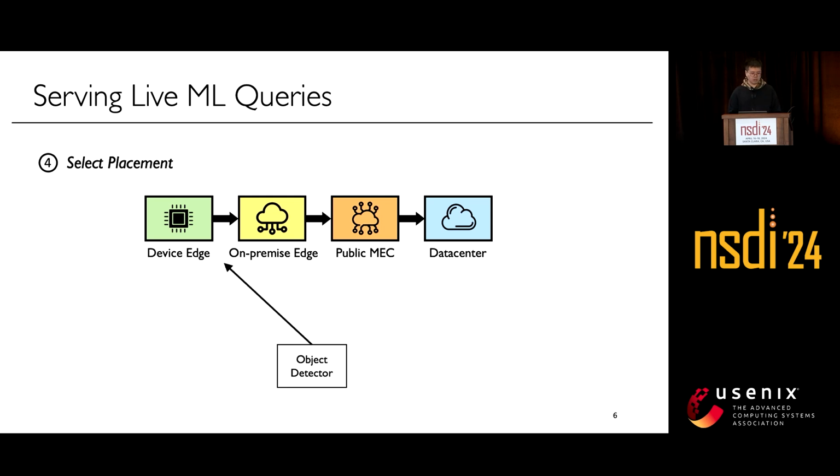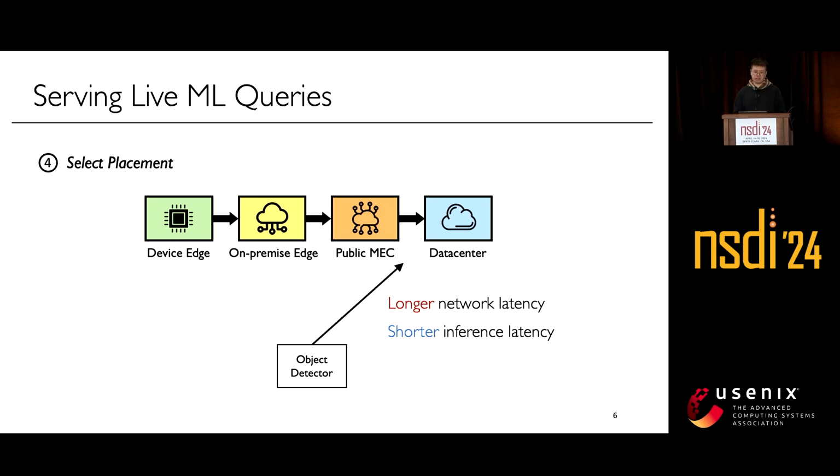For example, moving the object detector closer to the device edge gives you shorter network latency, as now it is closer to the data source, but also can incur longer inference latency due to less powerful compute resource. On the other hand, moving the object detector closer to the data center gives longer network latency, but can improve inference latency, as now you can use more powerful GPUs.